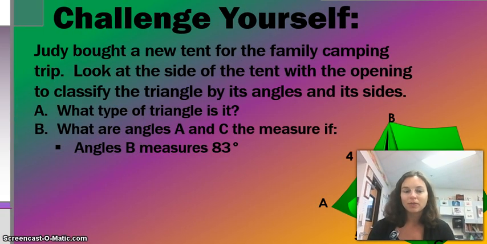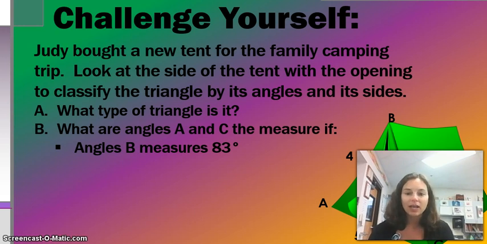Here's your challenge problem. Judy bought a new tent for the family camping trip. Look at the sides of the tent with the opening to classify the triangle by its angles and its sides. What type of triangle is it, and what are the angles of A and C? Then measure it. If angle B measures 83 degrees.